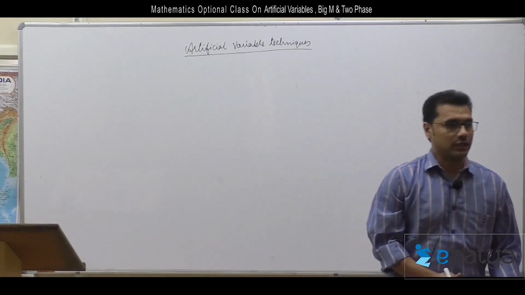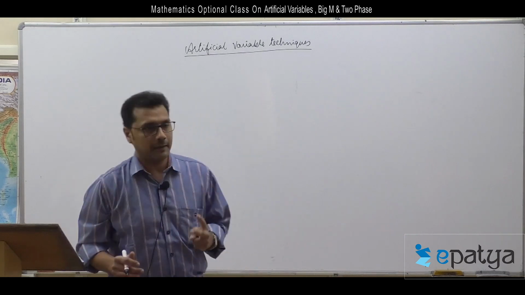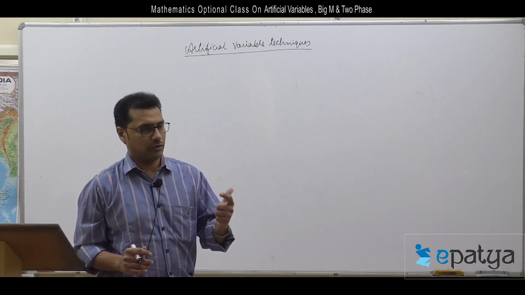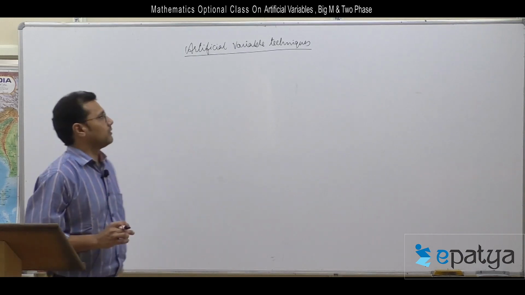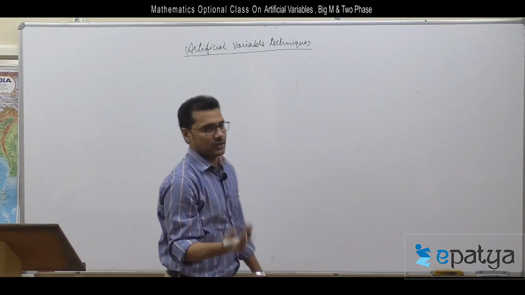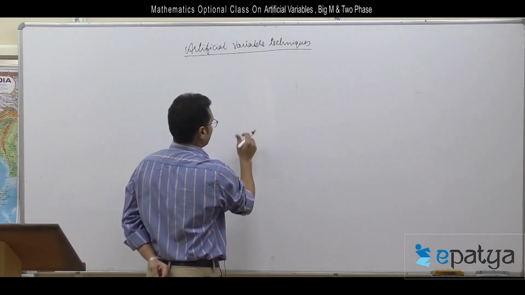As mentioned in the syllabus, we have two methods there. One is the big M method, the other is the two-phase method. Okay. Now let us go for the big M method first. When do we get artificial variables first of all? That's the question. So let me give one simple example.